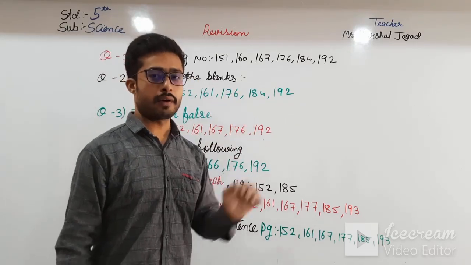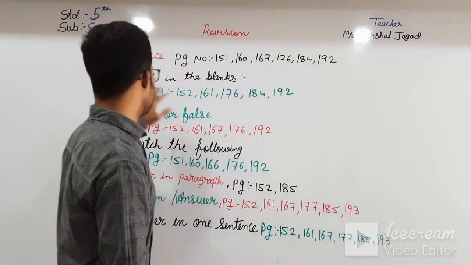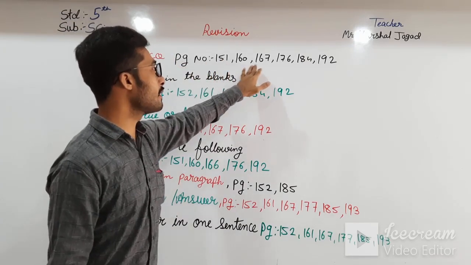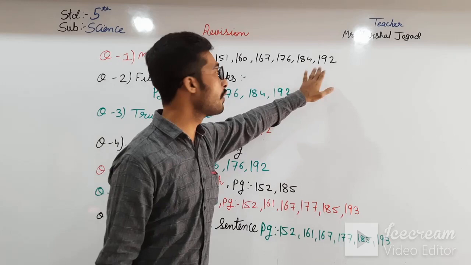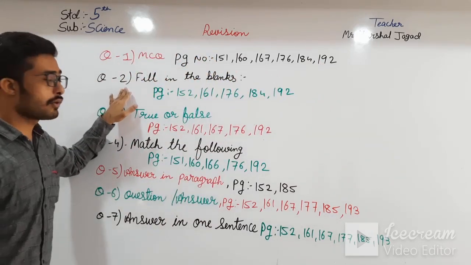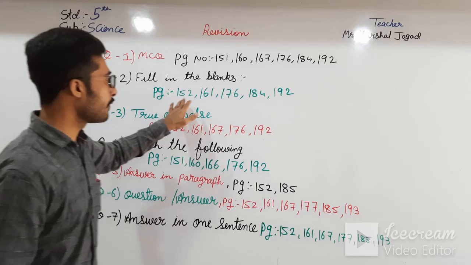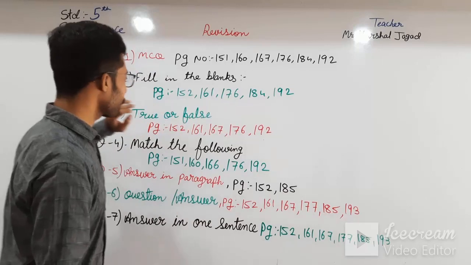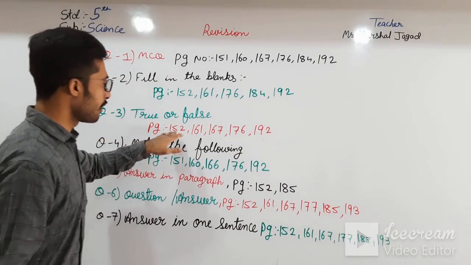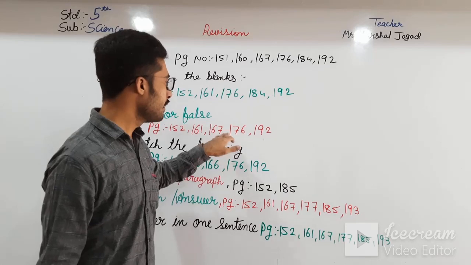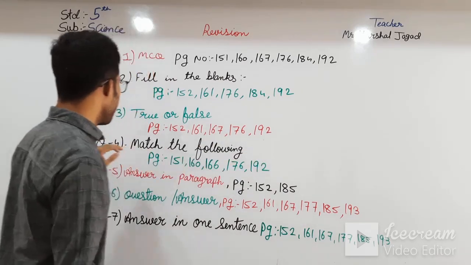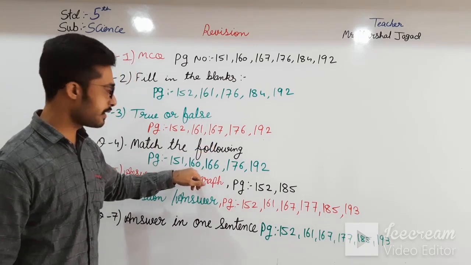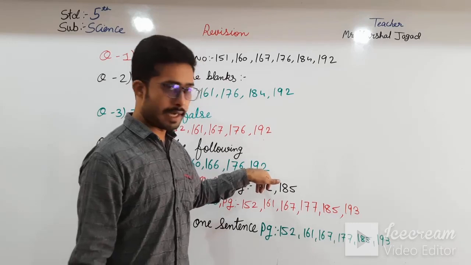Okay students, let me tell it again. Question number 1, that is MCQ, is on page numbers 151, 160, 167, 176, 184, 192. And question number 2, that is fill in the blanks, is on page numbers 152, 161, 176, 184 and 192. And true or false is on page numbers 152, 161, 167, 176, 192. And question number 4, that is match the following, is on page numbers 151, 160, 166, 176, 192.